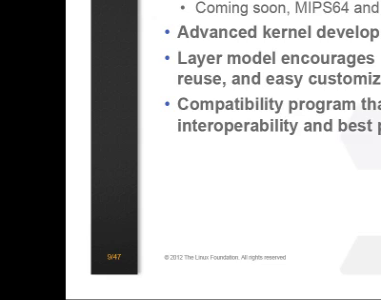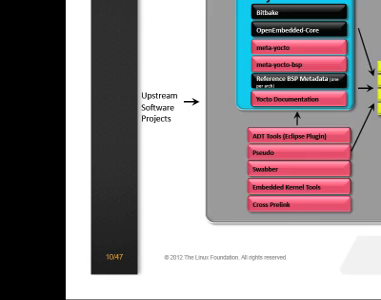Also, Yocto supports all major embedded architectures: x86, 64-bit x86, ARM architecture, PowerPC, and MIPS. And coming soon, MIPS 64 and ARM 64 will be supported. It has advanced kernel development tools, and it has a layered model to encourage modular development. Overall, Yocto Project provides embedded tools and best practices and also reference implementations.